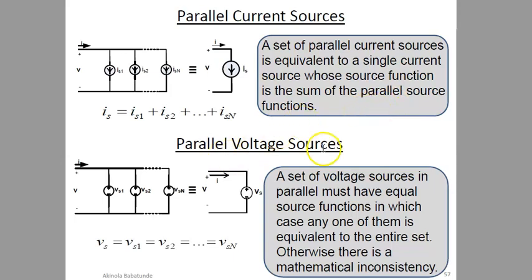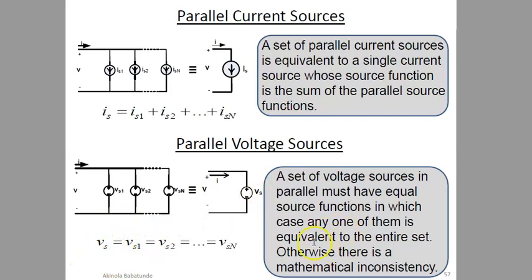Again, we have the parallel voltage sources. When we have parallel voltage sources, this simply means that the equivalent voltage source will be equal to one of these. We expect that the voltage sources will be the same. So VS1 is going to be equal to VS2, it's going to be equal to VSN, and that will be equal to VS, which is going to be the equivalent voltage source.